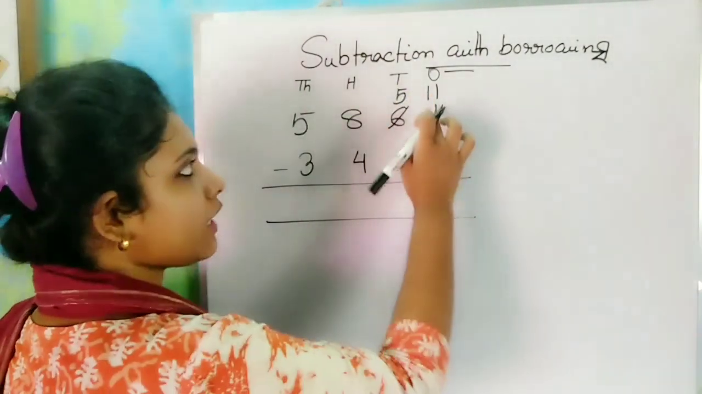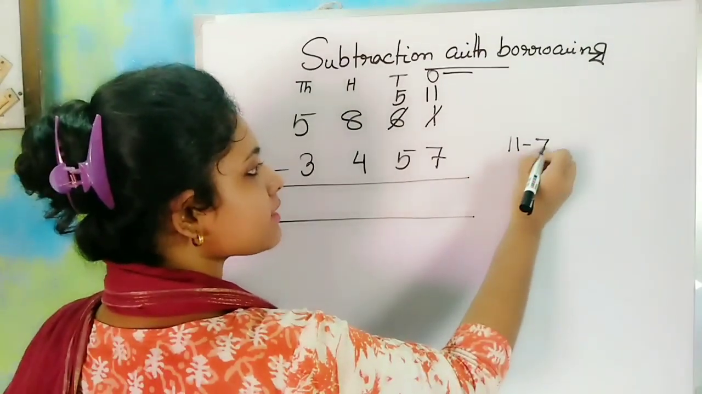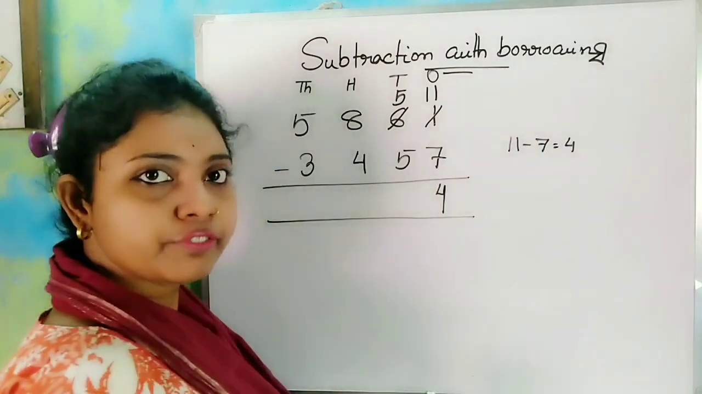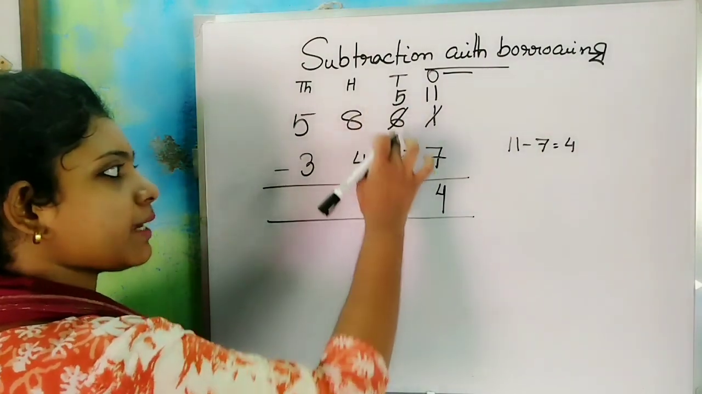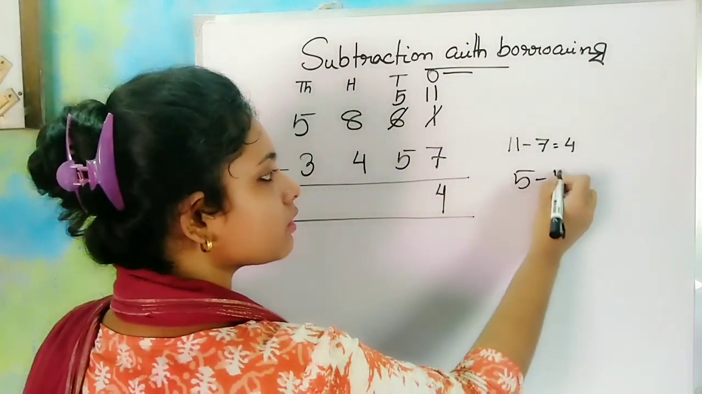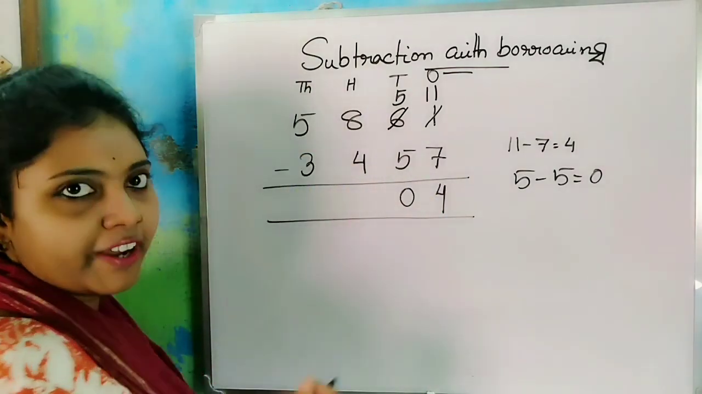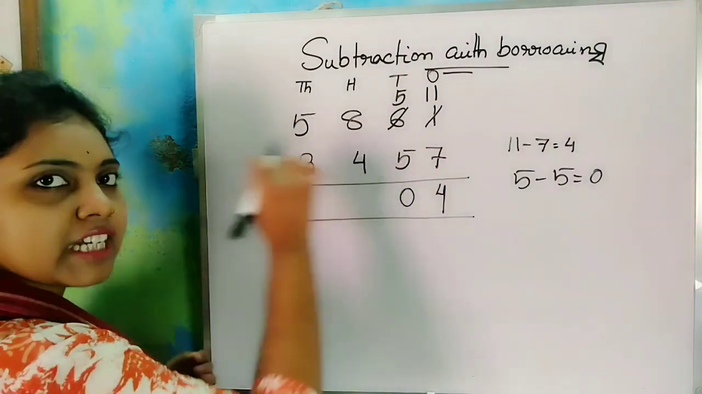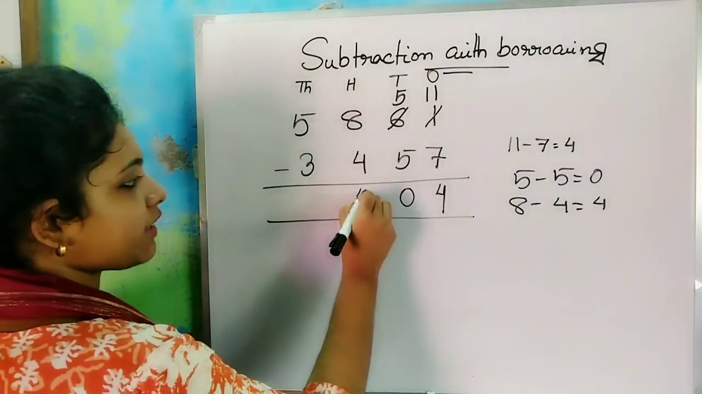First we subtract 7 from 11. 11 minus 7 is 4. So we write 4 here. Next we subtract the tens place digits, that is 5 minus 5. You already know that 5 minus 5 means 0. So we write 0 here. Next, very easy, we subtract the hundreds place digits. 8 minus 4 means 4. So we write 4 here.